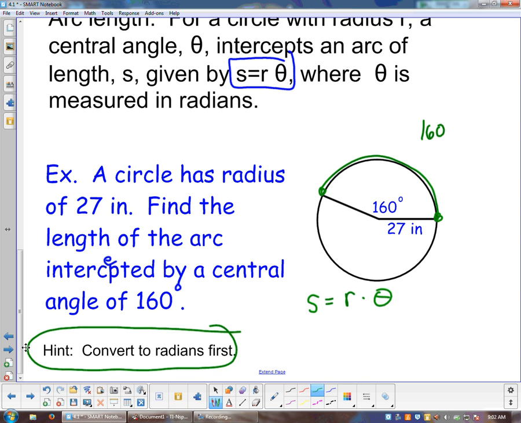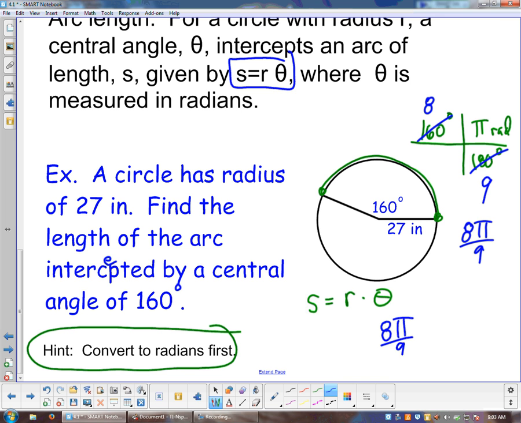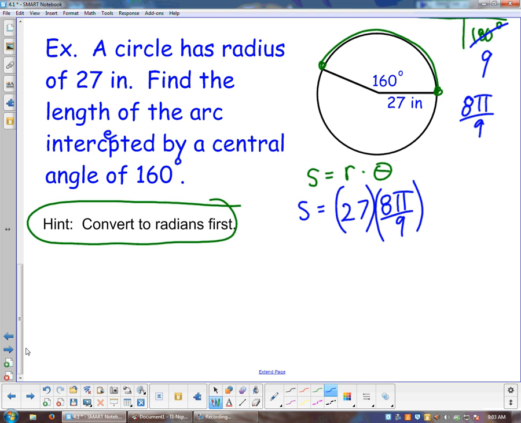And as you know from our work on the Blended Learning Day assignment, you can take 160 degrees and multiply by pi radians over 180 degrees to convert. And we can say 20 goes into 160 8 times, 20 goes into 180 9 times, so I end up with 8 pi over 9. So that's what I will plug in for the angle theta, 8 pi over 9 radians times our radius of 27. So that's going to be our arc length here, and I can actually divide this 9 out with 27.